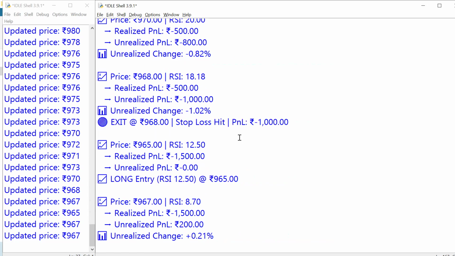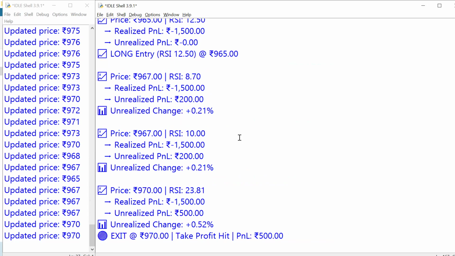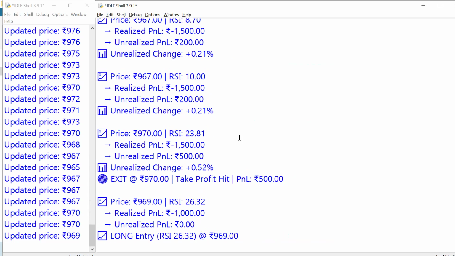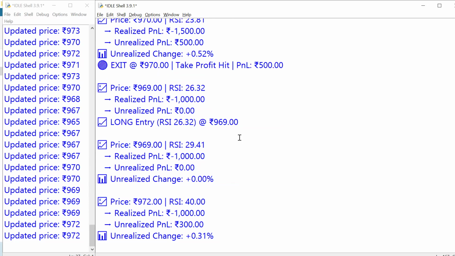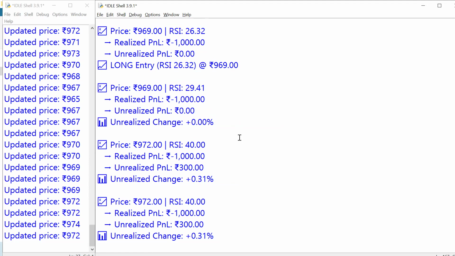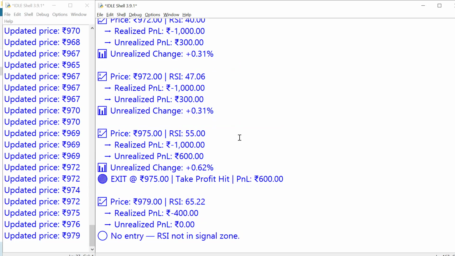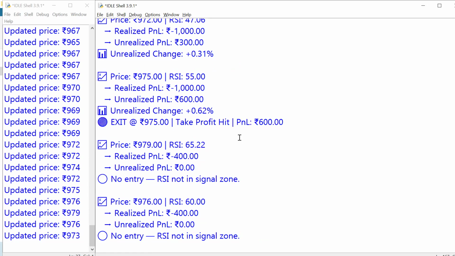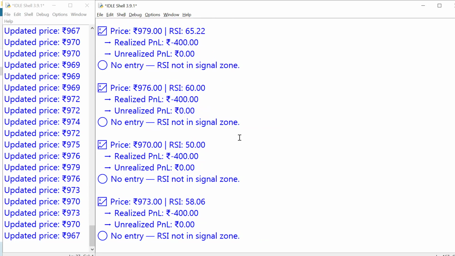But still, we have one more long entry. Okay, we have taken a profit also. It's completely fine to book a loss. It's completely fine. Okay, we have RSI above 40, so no trade. Okay, we have got the profit, 600 profit. Completely okay. Realized loss is minus 400. See, the beauty is when the RSI comes to 50, it again enters into the no trading zone.